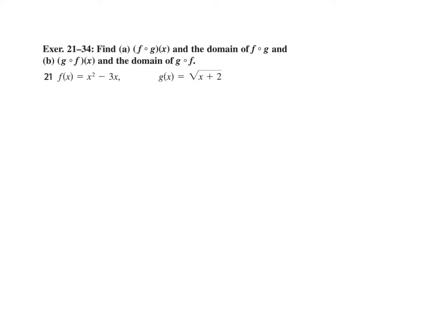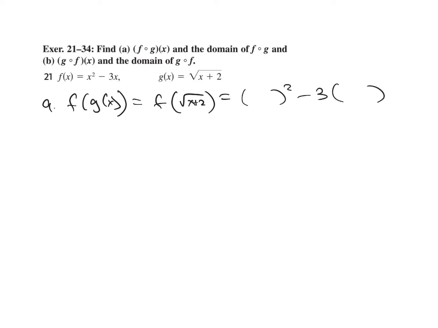All right, so part A, you do the function and the domain, and then part B, you do the same thing in the domain. So f of g of x, let's find that first. f of g of x. Okay, so f of what? g of x is the square root of x plus 2. So f is x squared minus 3 times x. So we substitute the square root of x plus 2 in here. And when you square a square root, that's just x plus 2, minus 3 times the square root of x plus 2.